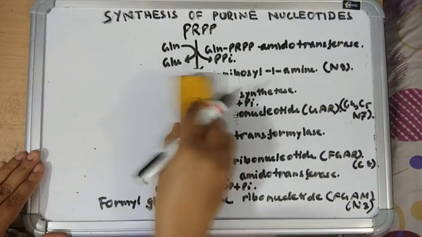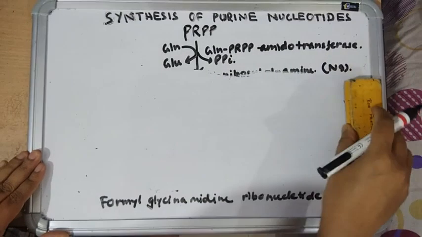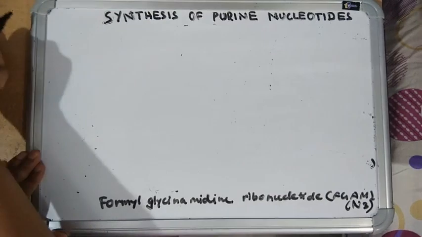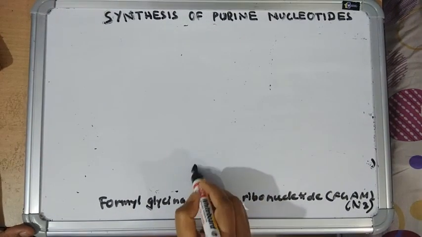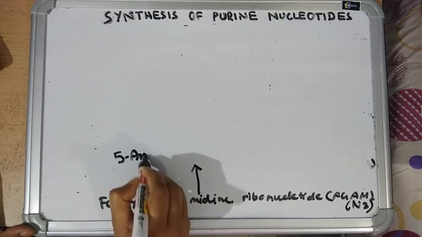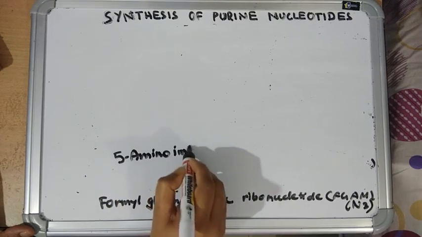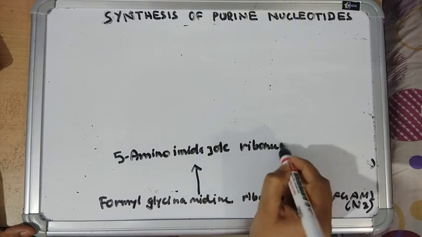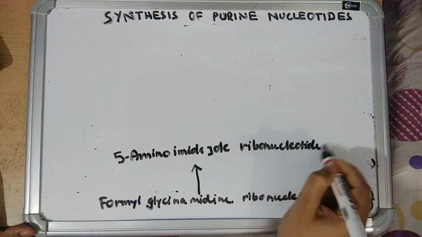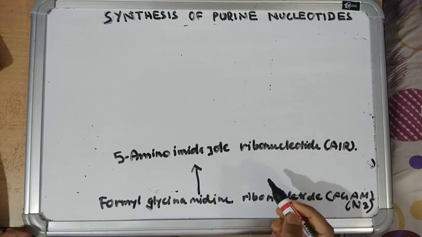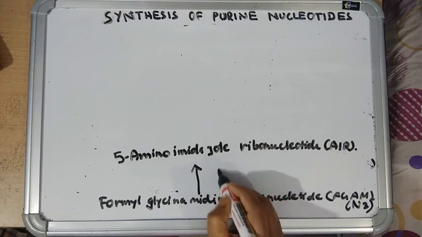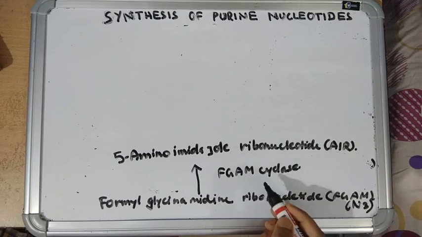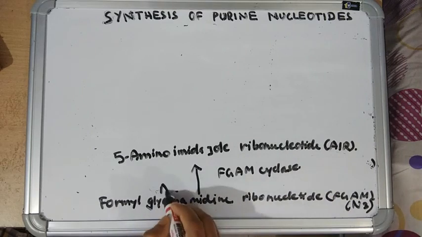Now this FGAM is converted into 5-amino imidazole ribonucleotide or AIR by FGAM cyclase. So there is cyclization of the structure. Here also ATP is required.